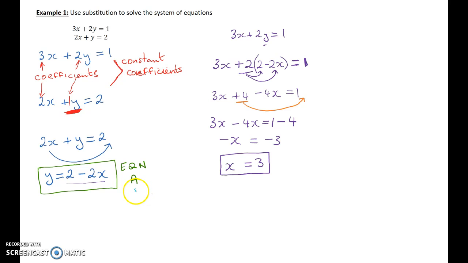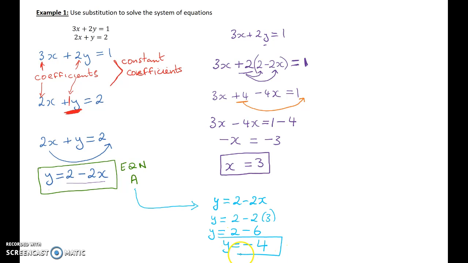And what we're going to do now is we're going to combine equation A with this answer, x equals 3. So we had y equals 2 minus 2x, and then we're going to substitute in for x. That's going to be 2 minus 2 times 3. So y is 2 minus 2 3s are 6, and y is equal to minus 4. And there is our solution, x equals 3 and y equals minus 4. Okay, so we've got x equal to 3 and y equal to minus 4.